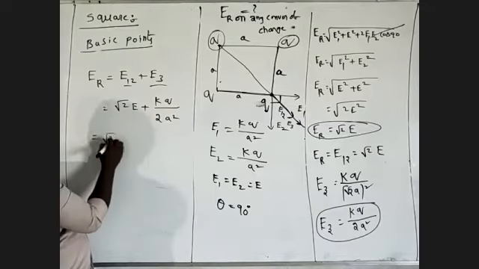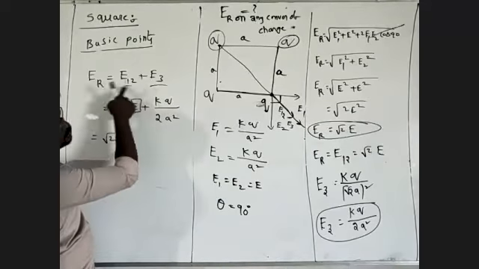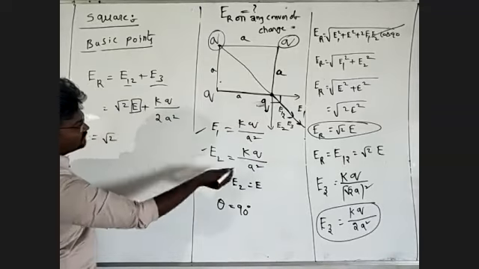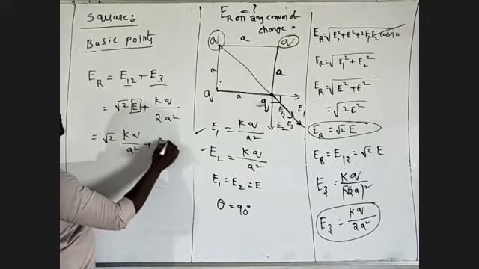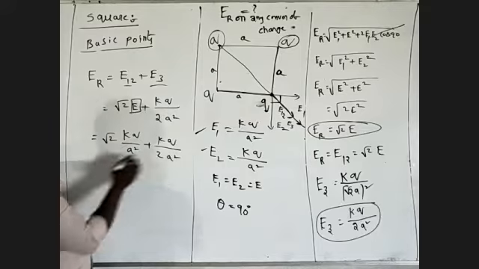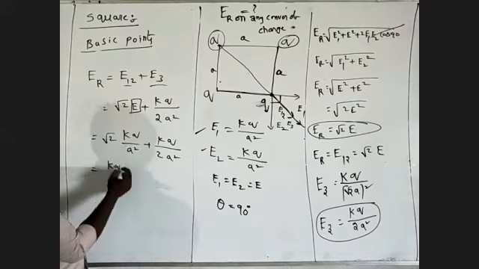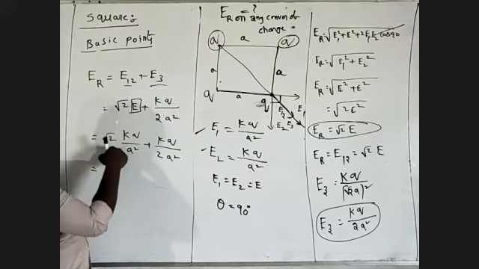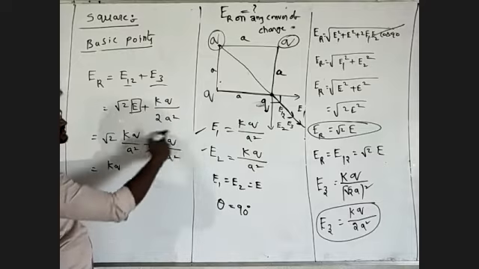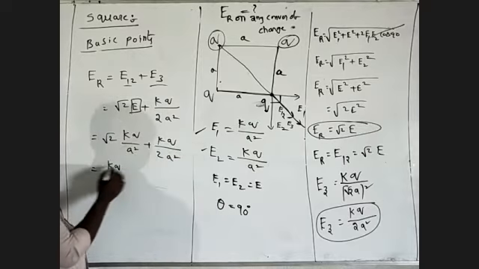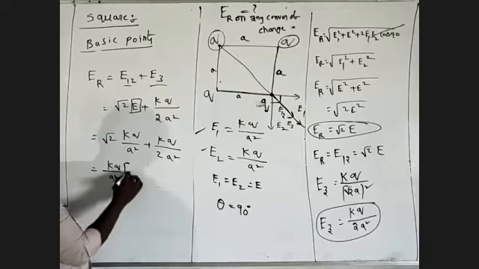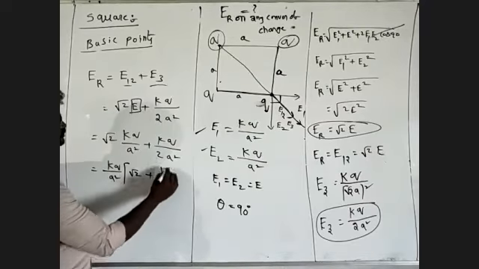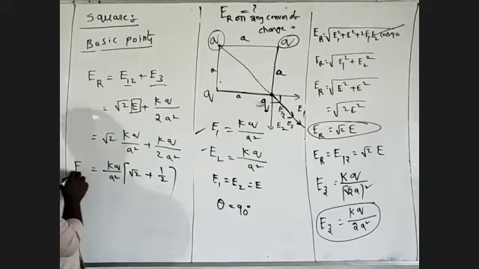Now root 2E, where E is the field of one charge, we can write as root 2 KQ by a square plus KQ by 2a square. Now you will see KQ is common, and a square is also common. So we get KQ by a square times root 2 plus 1 by 2. This is your answer, the resultant.